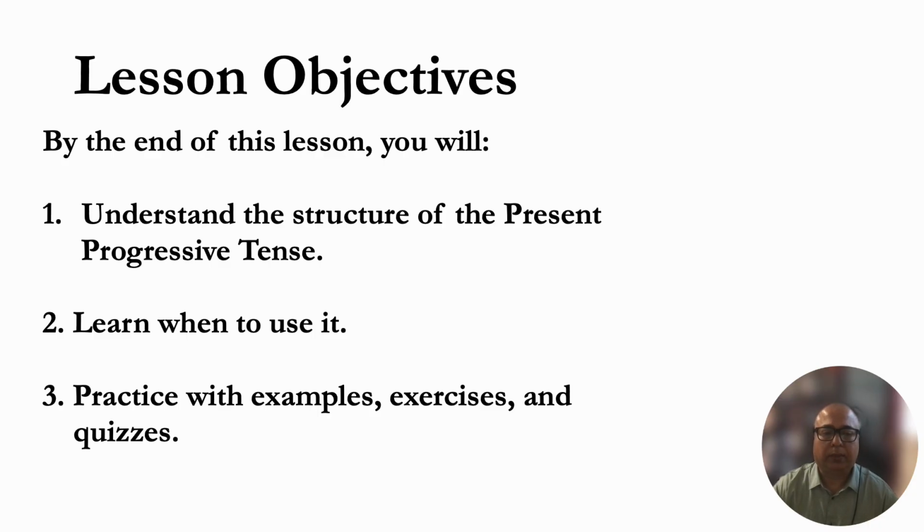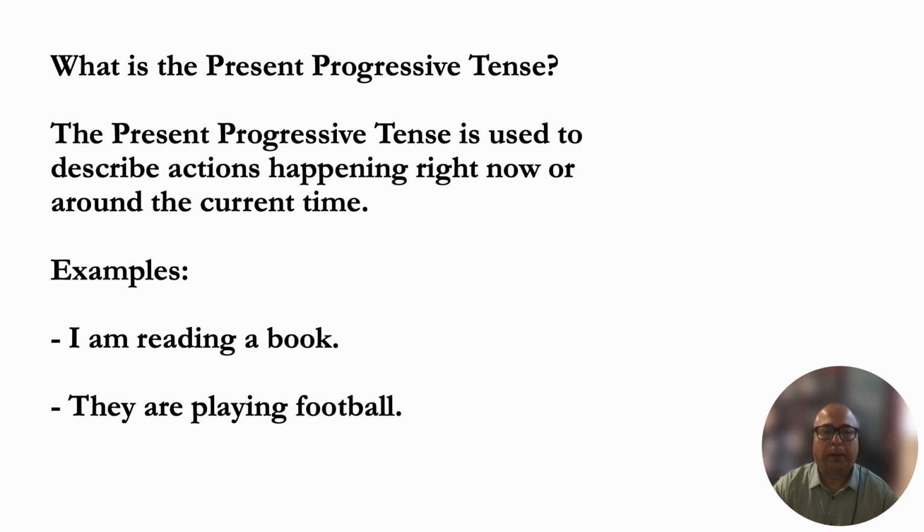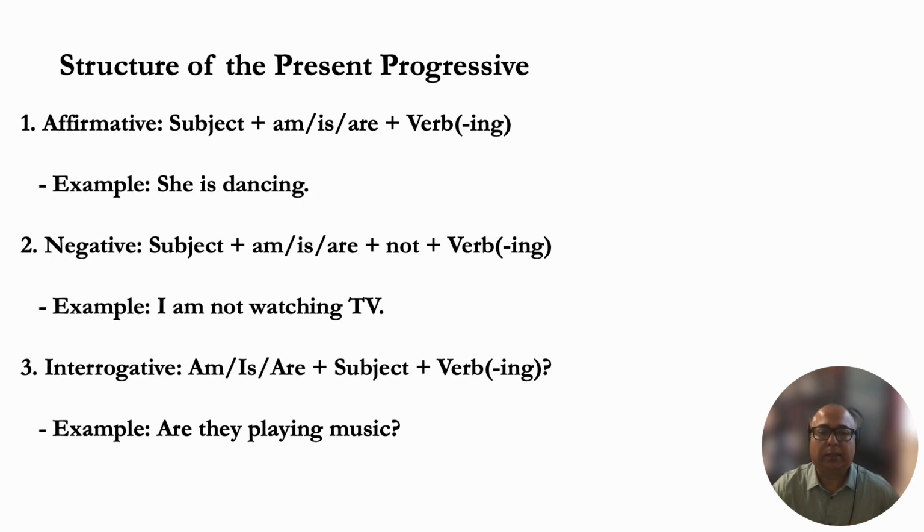Okay? So let's start. What is the present progressive tense? It is used to describe actions happening right now or around the current time. I am reading a book. Let's say my friend calls me. It's like, what are you doing? I say, I'm reading a book. Or they are playing football at this moment. All right? Very good.